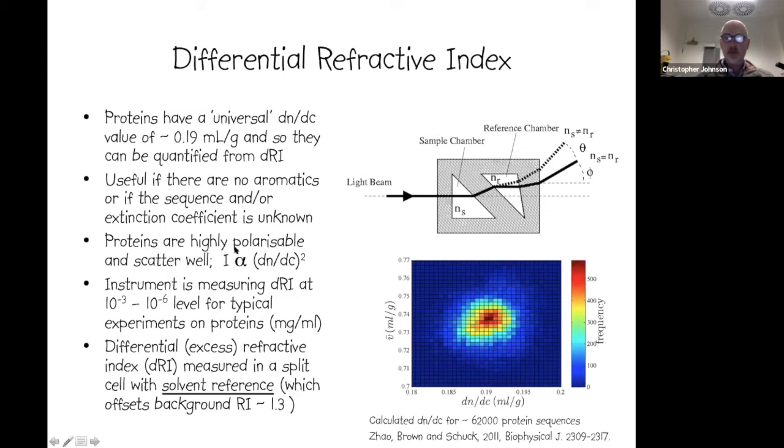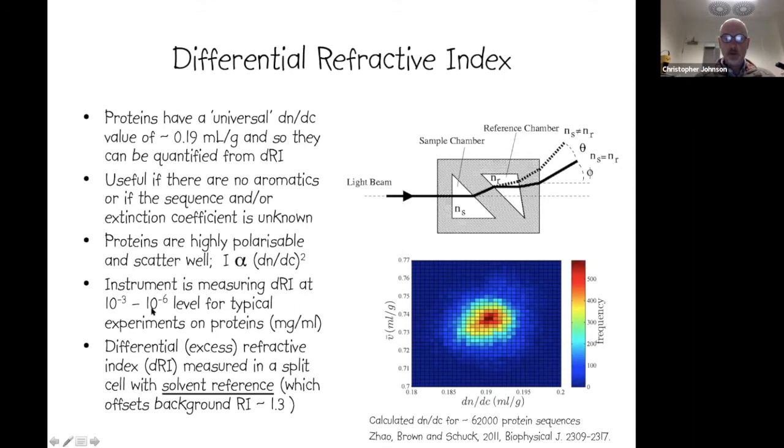Proteins are pretty highly polarizable, and therefore they scatter pretty well. This is a fairly high number for a refractive index increment. When you think about the structure of proteins, of course, yes, they're full of polarizable groups within them, in the backbone and in the side chains.